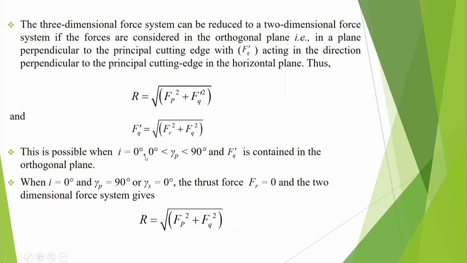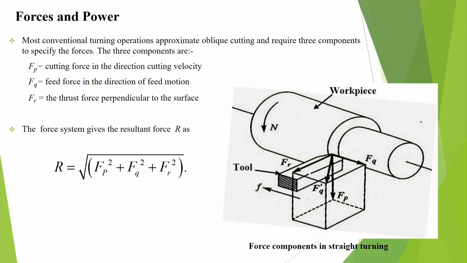This is possible when I is equal to 0 degree, inclination angle may be 0 degree, and principal cutting edge angle may be anything between 0 to 90 degree. Usually it may be 90 degree or something like that. Generally, 0 degree principal cutting edge angle is fairly uncommon. And Fq prime is contained in the orthogonal plane, that you have already seen here. Fq prime is here. Okay.